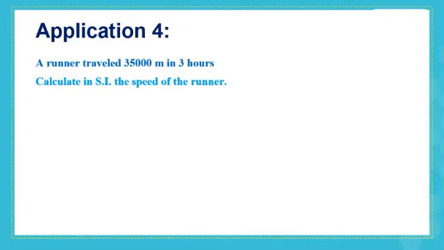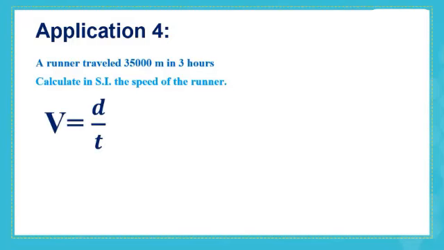The last application for today: a runner traveled 35,000 meters in 3 hours. Calculate in SI the speed of the runner. For the speed to be in SI unit, which is meter per second, the distance should be in meter and the time should be in second.